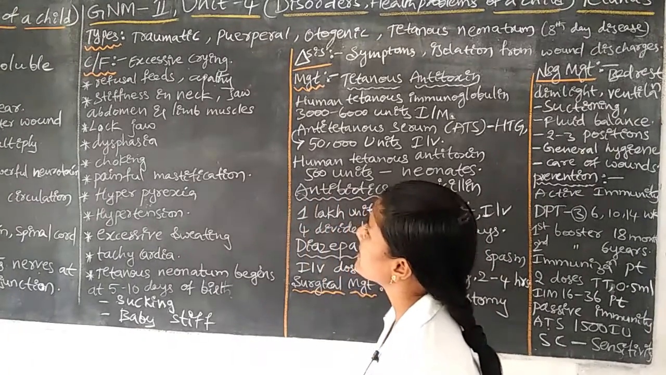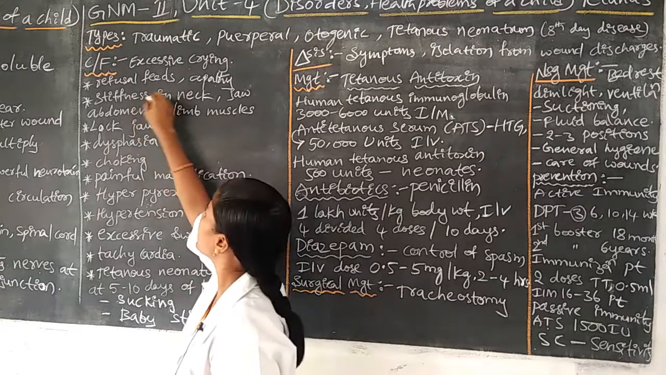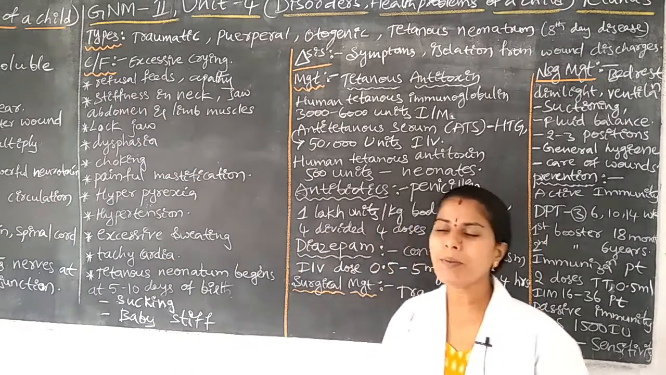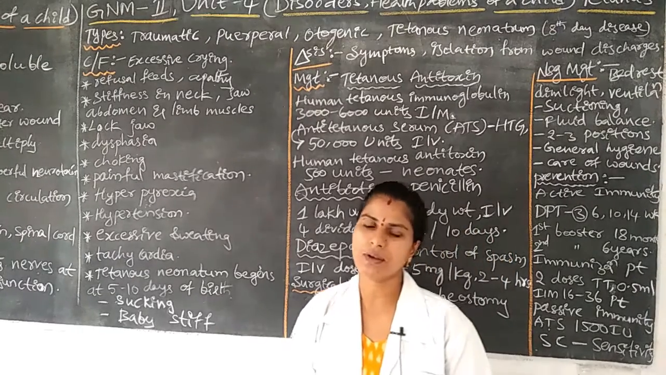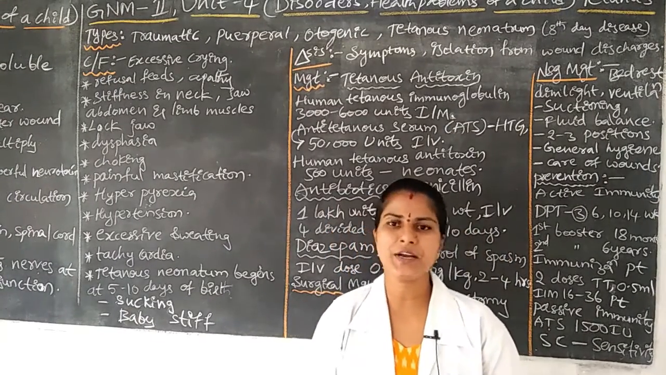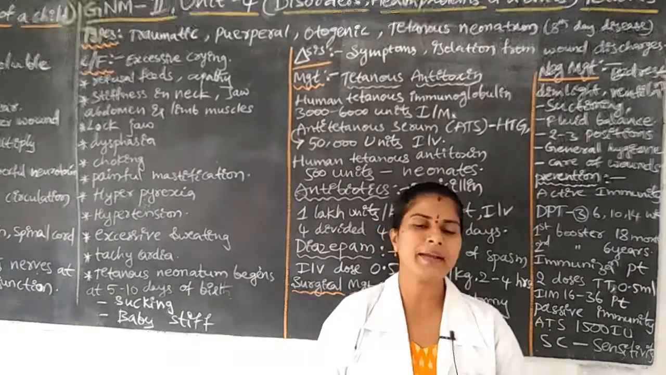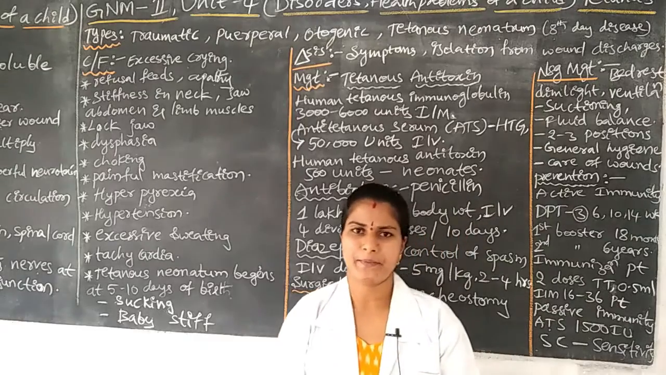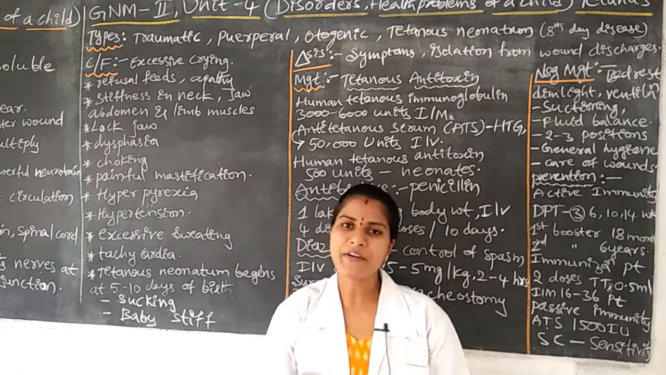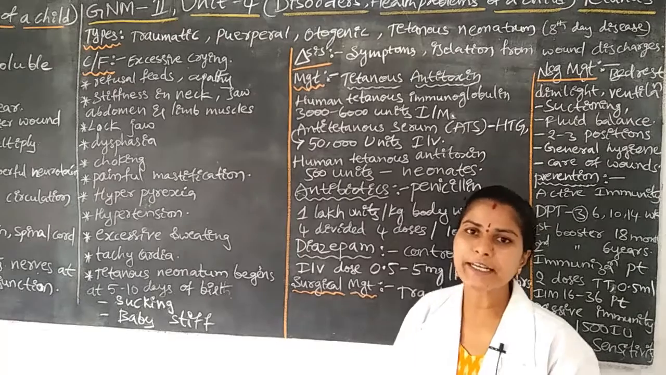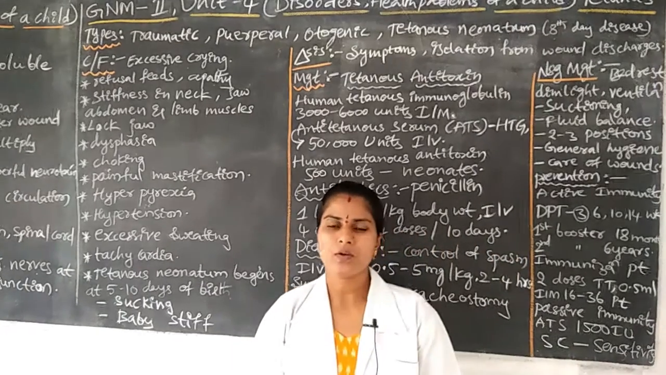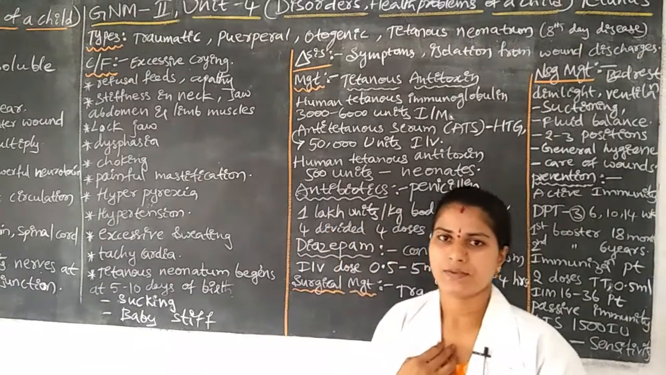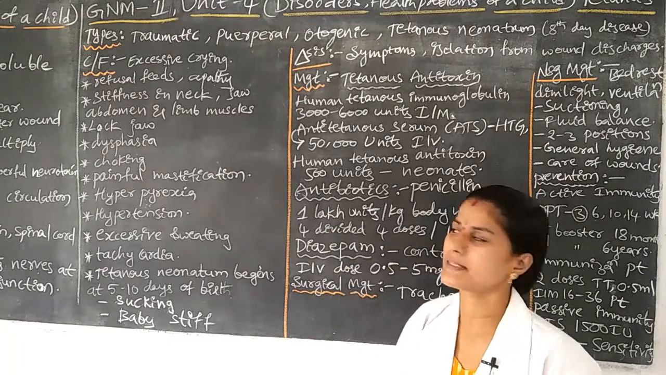Next, another symptom is stiffness in the neck. In a normal healthy child, the movements of the neck should be normal. They do rotation, moving left side, right side, back, forward, like that. Children affected by Clostridium tetani bacteria do not make any neck movements. The neck will be stiff.